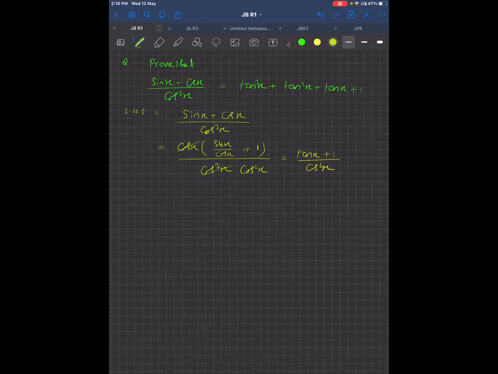Cos square x. Now if I write this cos square in the numerator, it becomes sec square x. So tan x plus 1 we already have, and the denominator cos square in the numerator becomes sec square x. Now tan x plus 1, and the sec square can be written as 1 plus tan square, so tan square x plus 1.